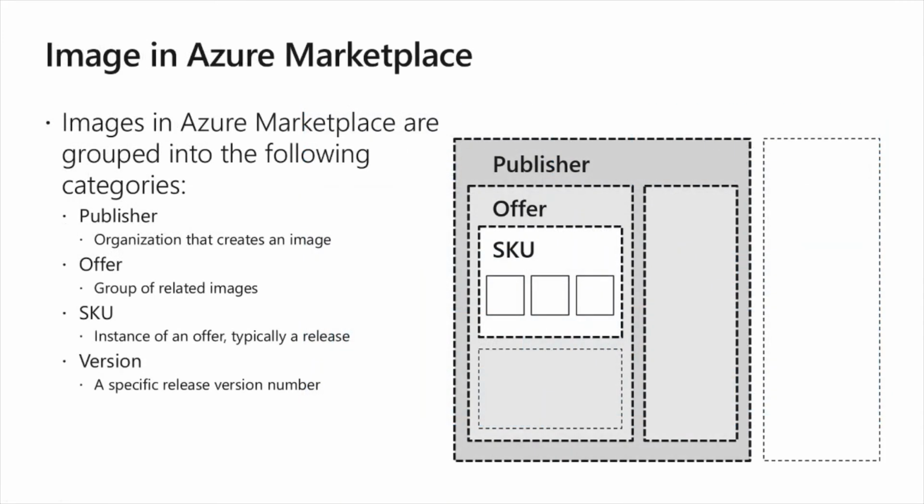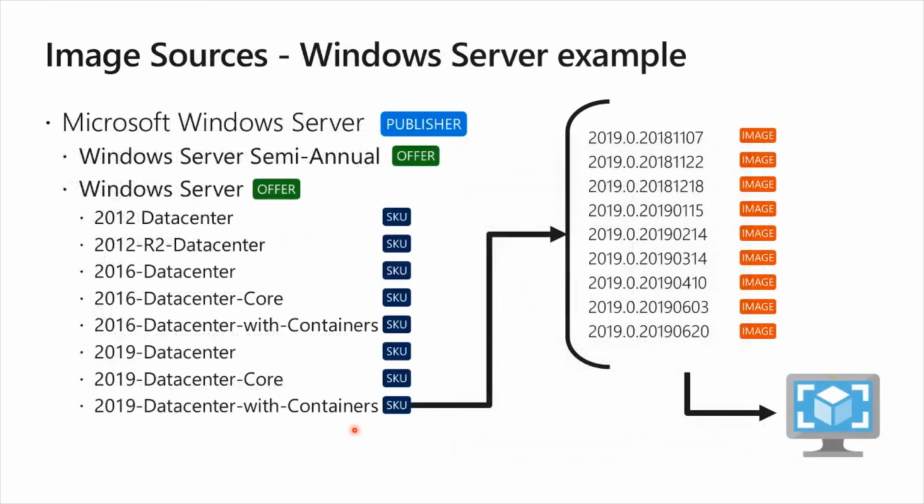And then next we saw, while we were creating virtual machines, images in Azure Marketplace. There are four things you need to think about while selecting an image: publisher, offer, SKU, and version. Publisher is the organization that creates the image. Offer is a group of related images, SKU is an instance of an offer, typically a release, and version is a specific release version number. So how does this matter?